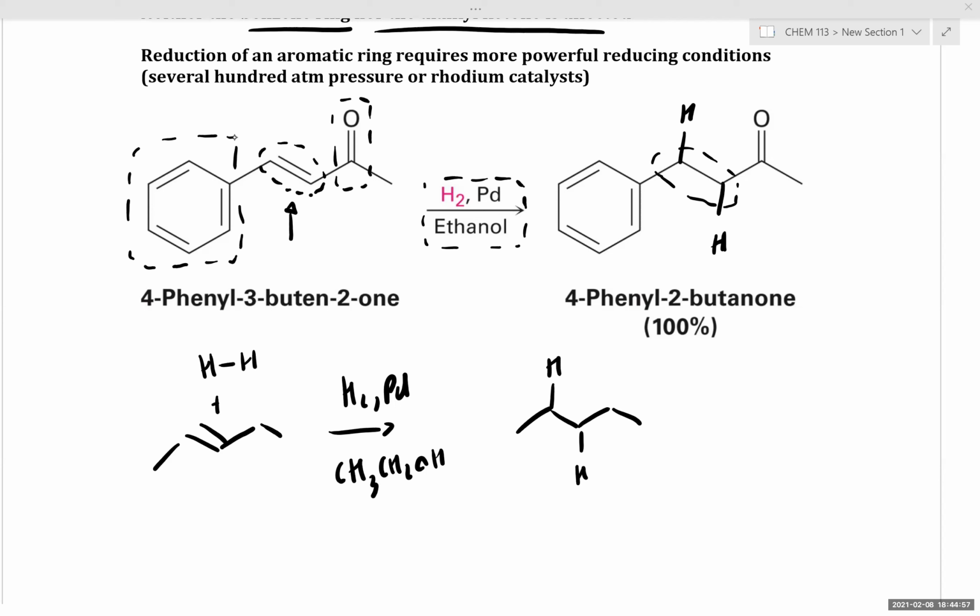Yes. If you increase the temperature, pressure, and change the catalyst, you can reduce the aromatic ring eventually, but that requires deliberate conditions.